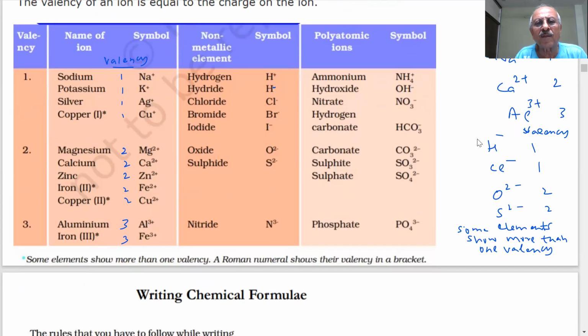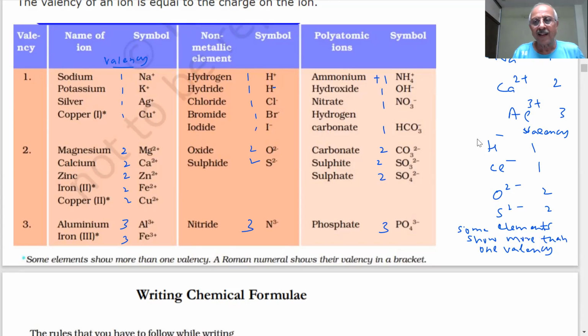Chloride can have 1. Valency of oxygen 2. Sulfur 2. Nitrogen 3, forming nitride. Ammonium ion: here the valency of nitrogen, what is that? You can see plus 1. So it is showing 1 valency. 1, 1, 1, 2, 2, 2, and 3. Is it clear? Note down.